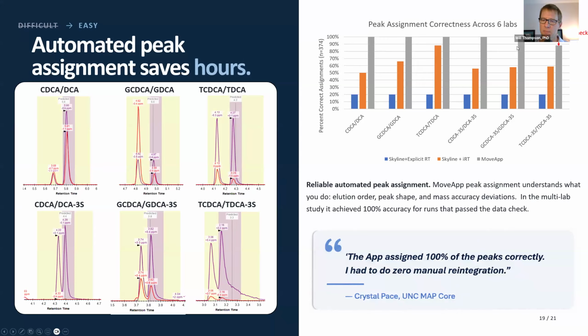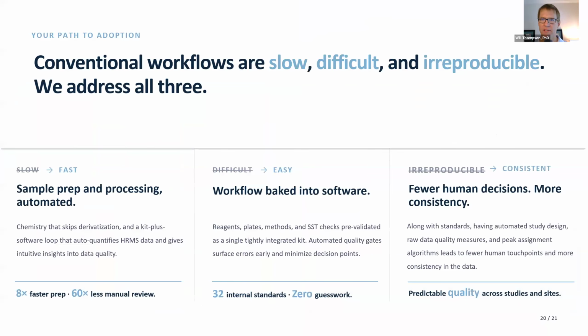We did miss on 10%, but those were the ones in the previous example I showed that failed the data check. So when it's going to be possible to integrate these correctly, you'll know right away. And the best quote of this was from Crystal at UNC. She just said, in her experience, the app assigned 100% of the peaks correctly. I had to do 0 manual integration, and this was for a study, a urine and plasma sample she was running after the EAP. So finally, these conventional workflows are slow, they're difficult, and sometimes irreproducible.